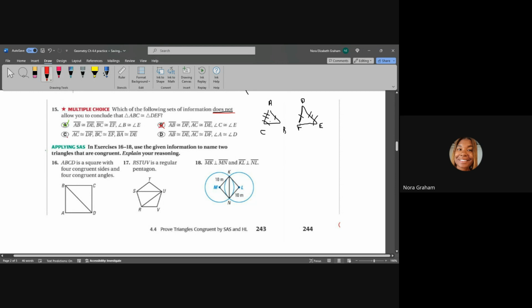If you would like to go on and plug in the rest of these in the little diagram I drew on your own, that's fine, but I'm going to go ahead and continue to 16. So in exercises 16 through 18, use the given information to name two triangles that are congruent. Explain your reasoning. ABCD is a square with four congruent sides and four congruent angles.